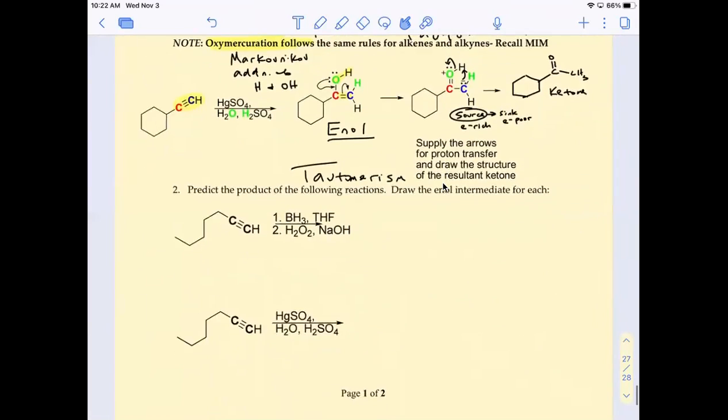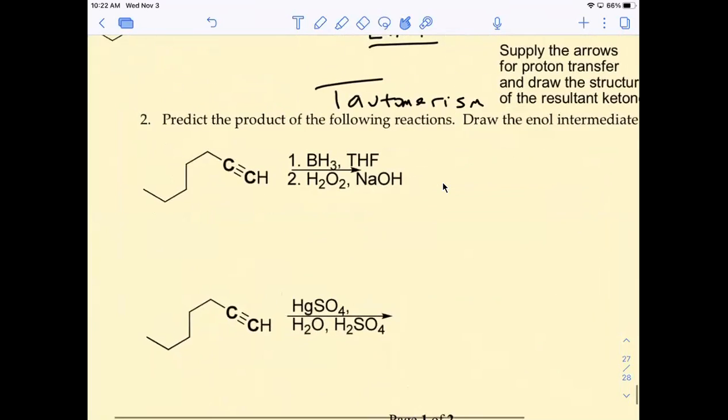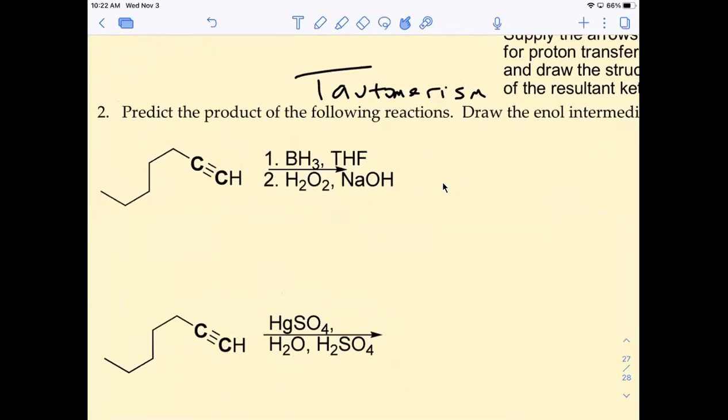All right, so let's work these two examples down here. What do I expect from this reaction? Don't worry about the final product. If I do hydroboration oxidation on a triple bond, let's think about the enol first, and then we'll think about the final product. What would the product look like? Don't worry about the chain, that's just in there. We don't care about that because that's not going to react.